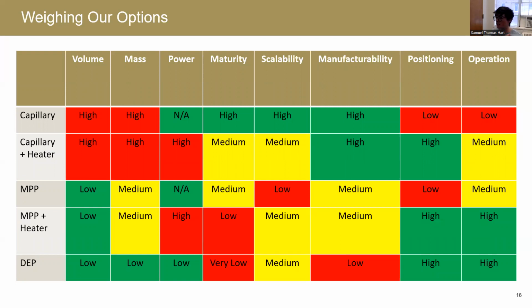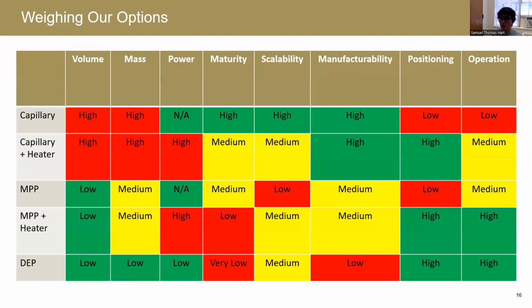We see immediately that the bottom 2 rows perform very well in these categories. Those bottom 2 rows are MPP devices with heaters and DEP devices. So now that we know they work well, we need to analyze how they perform in the sense of actually integrating them into a spacecraft. So the things we care about first would be volume, mass, and power. And we see that in our initial estimate, we expect the dielectrophoretic system to be very low volume, very low mass, low power, and these are all highly desirable characteristics.